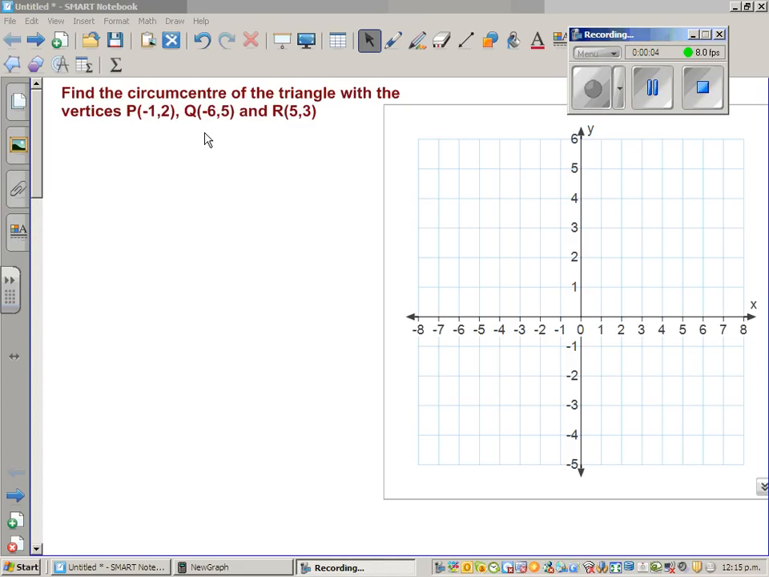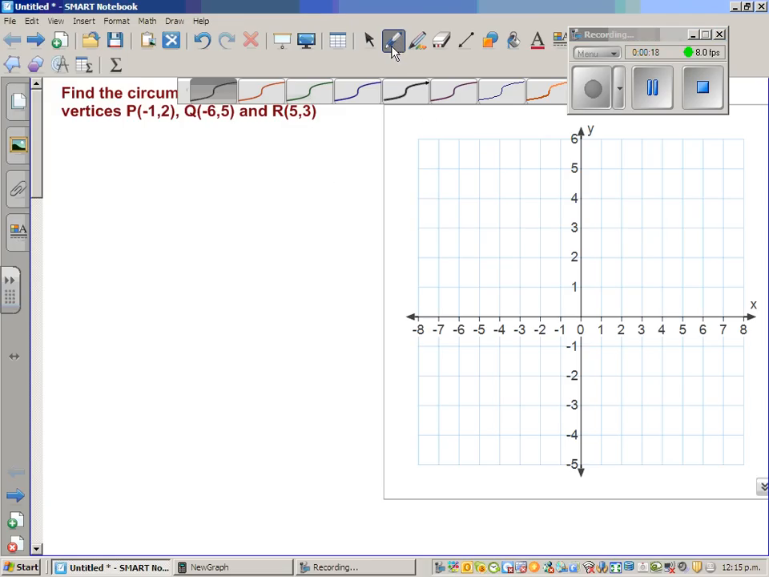Find the circumcenter of the triangle with vertices P(-1, 2), Q(-6, 5), and R(π, 3). So let's first plot these points. Say P is (-1, 2). So P comes here. This is your point P.